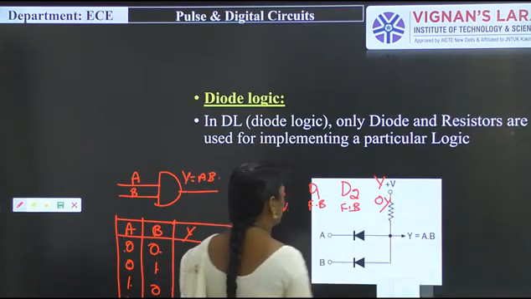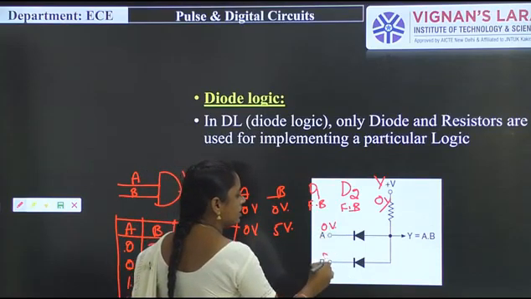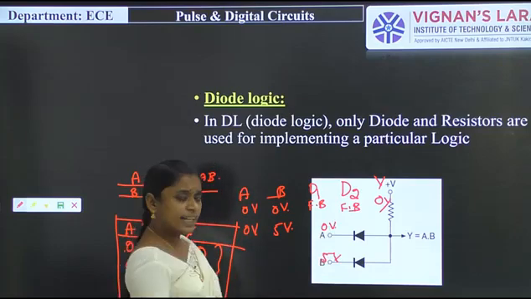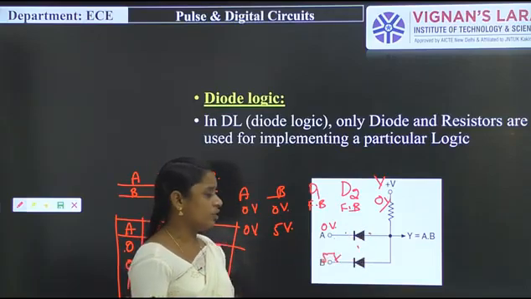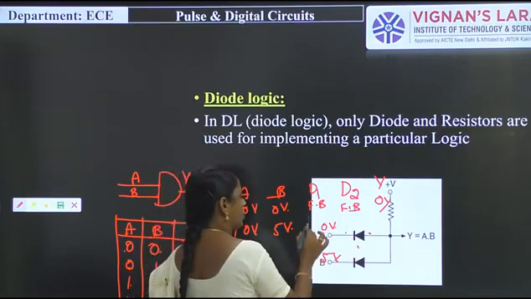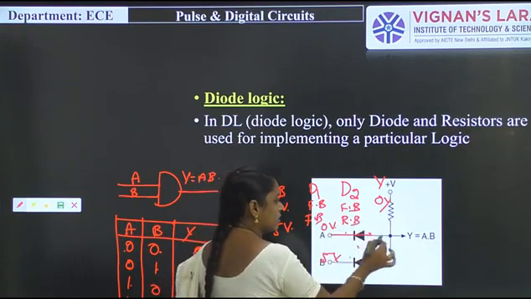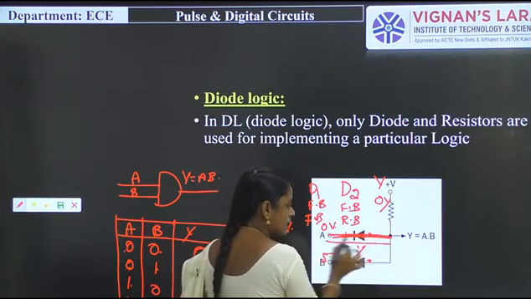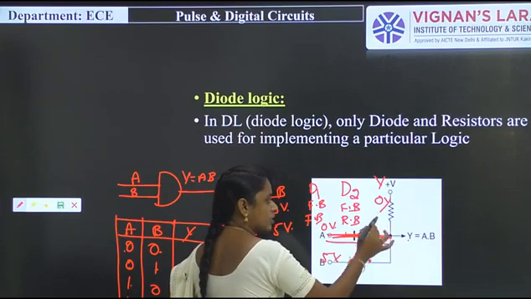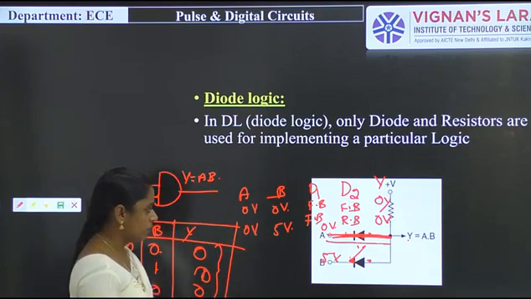In the second condition, 0 volts and 5 volts are applied: here 0 volts and this one 5 volts. In that condition, diode D1 is in the on condition. Why? Because the anode is 5 volts and the cathode is 0 volts. The anode voltage is greater than the cathode voltage, so obviously diode D1 is forward biased. And diode D2 will be reverse biased. So D1 can be replaced with a short switch and D2 with an open switch. In this case the 0 volt signal reaches the output side, because there is a path to reach 0 volts at the output. That's why the output will be 0 volts.